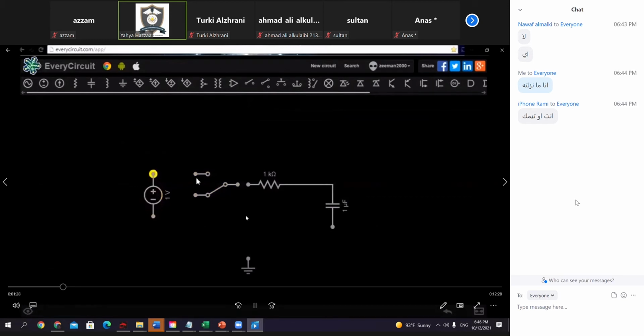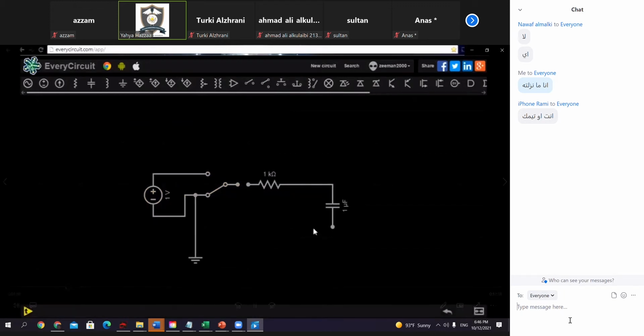One end of the switch is connected to the voltage source and the other to the ground. The other end of the switch connects with the resistor. We now highlight the wire to the left of the resistor and click on the Show Waveform icon. Then we click on the right hand side of the resistor and again click the Show Waveform icon.